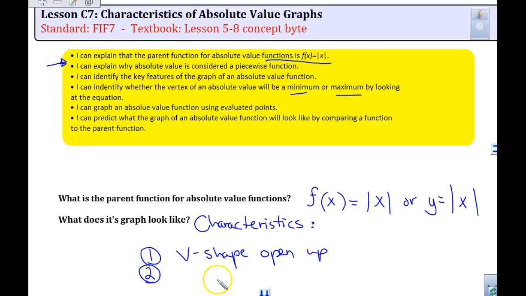Another thing we know, something else from yesterday that we talked about, that parent function. What's something else that we know? Becca. It's always like 1, 1. So the slopes are always going to be 1 and negative 1.